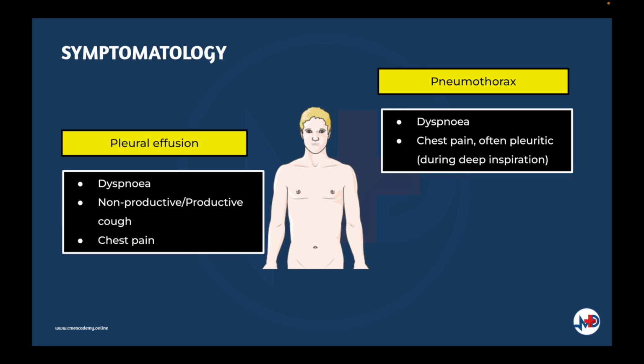As for symptomatology, patients with pleural effusion and pneumothorax may present with somewhat similar symptoms. This is because of the involvement of the pleural cavity or the pleural layers. As for pleural effusion, generally they come in with dyspnea, non-productive or productive cough depending on the underlying etiology, as well as chest pain due to the irritation of the pleura. Similar symptoms are also experienced in pneumothorax depending on the severity as well. So patients come in with chest pain, often pleuritic in nature, associated with dyspnea.